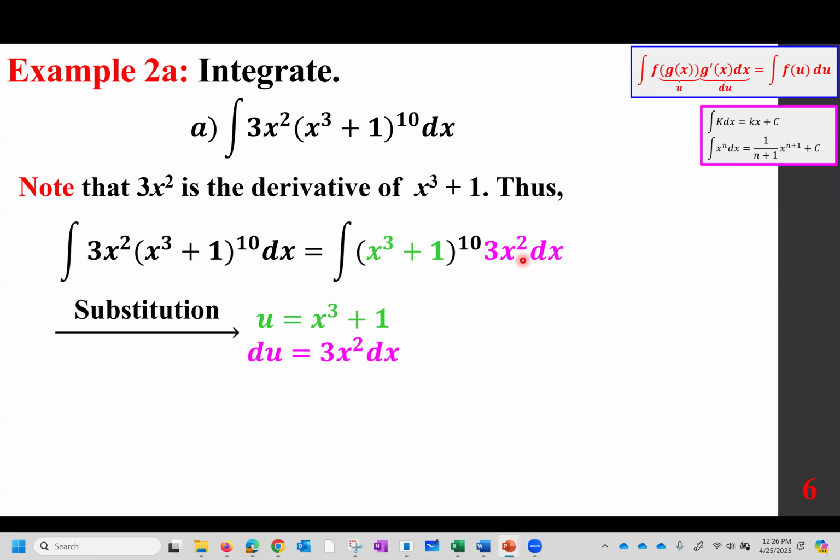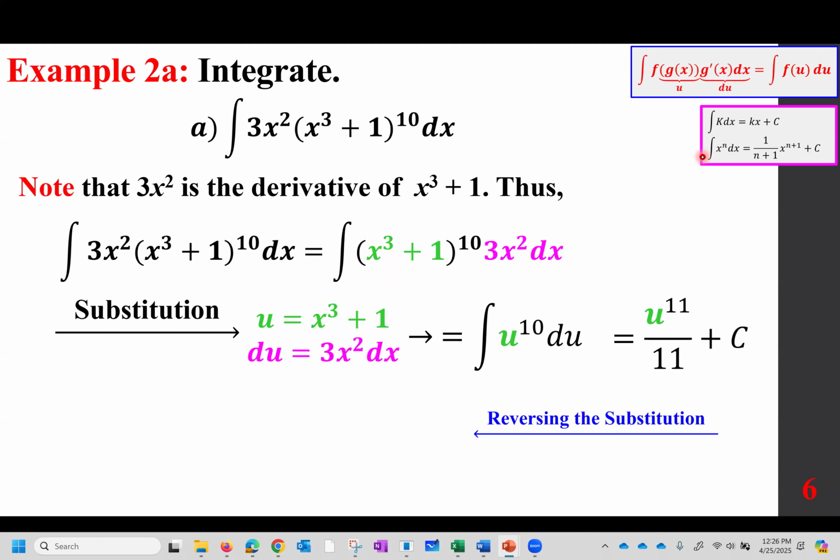Which means we have the integral of u to the power of 10. Following the power rule, we get 1/11 u to the power of 11 and a constant. Reversing the substitution, meaning u goes back to x cubed plus 1, and that's our final answer.